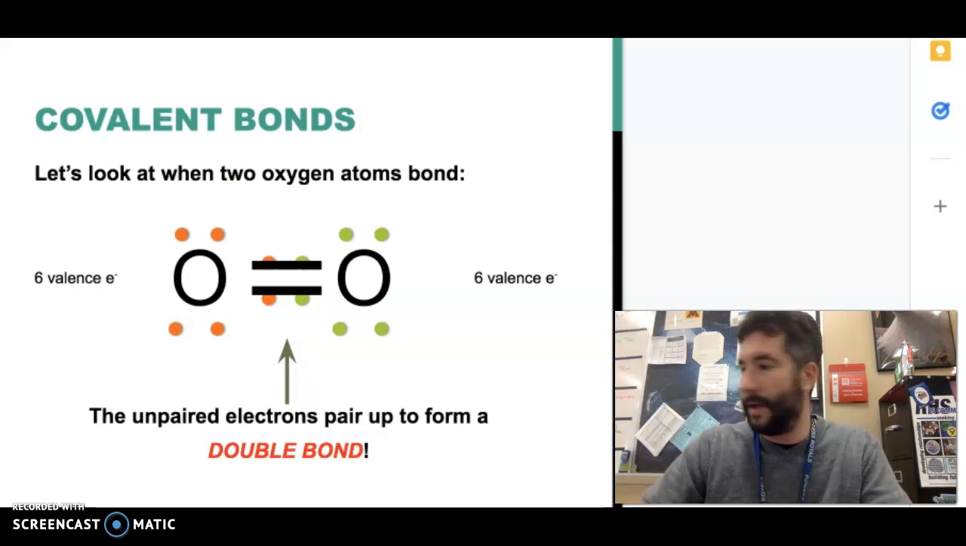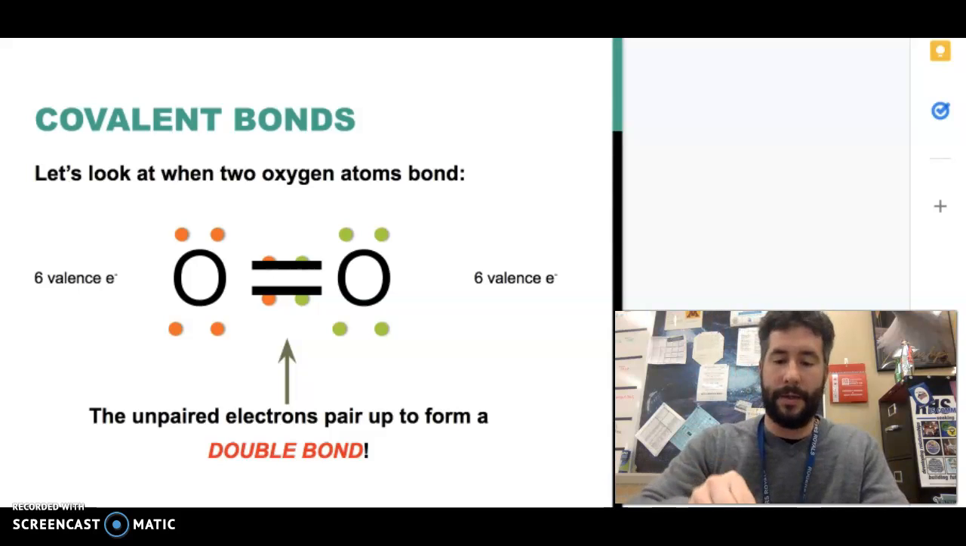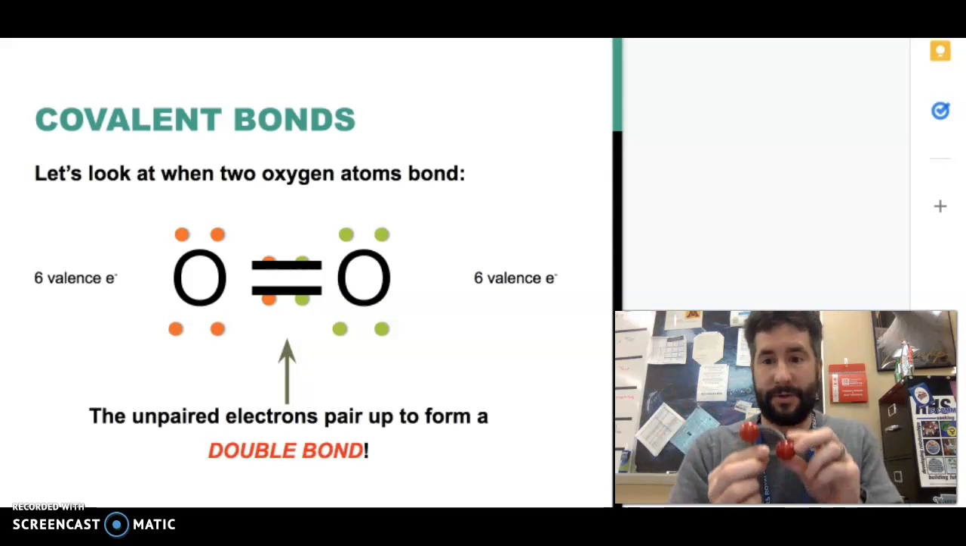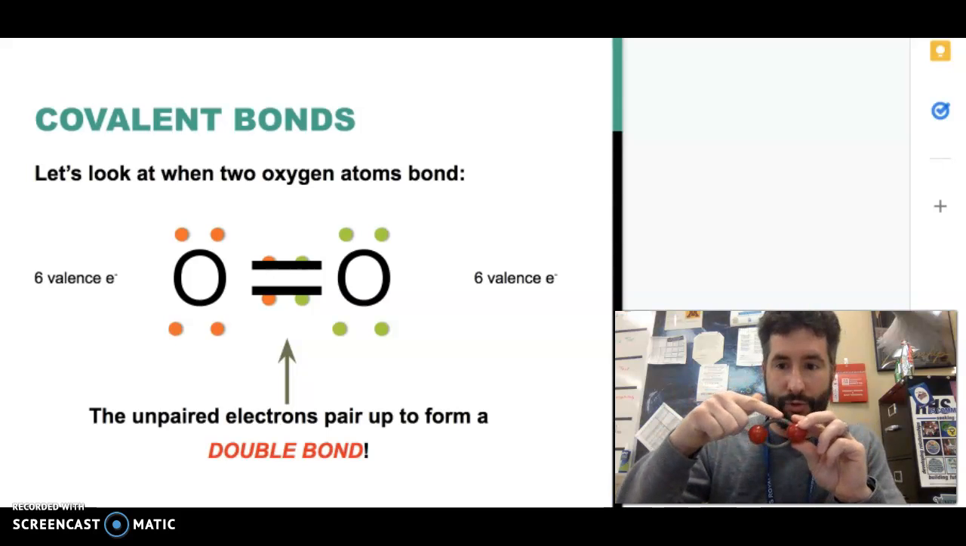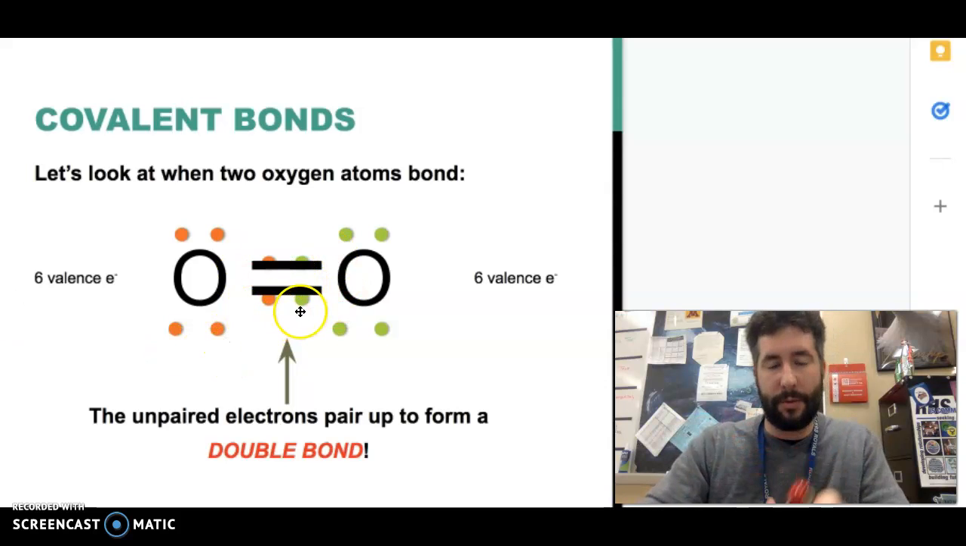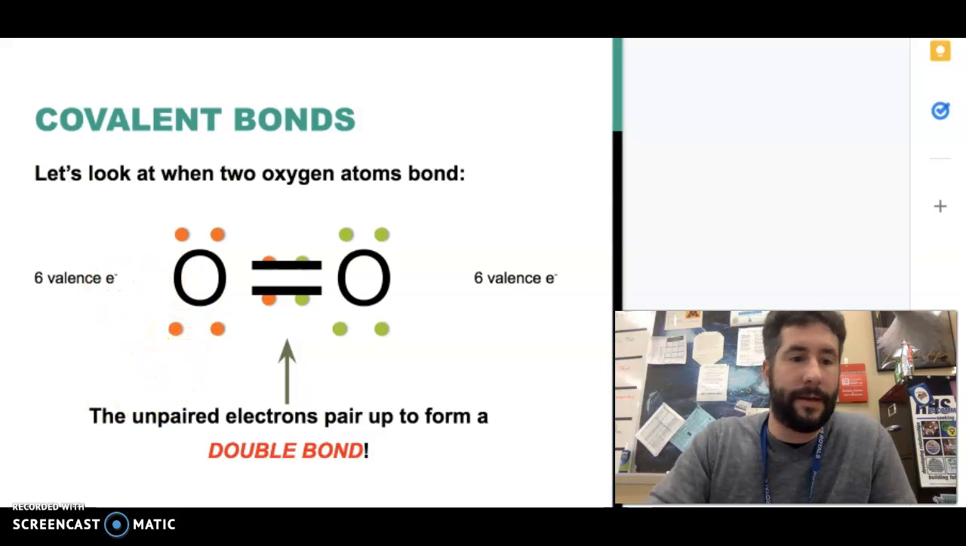And so what's going to end up happening is we make this double bond, where oxygens are actually going to end up sharing 4 valence electrons. Each bond, remember, is 2 shared electrons. So here's 2, and here's another 2 for 4. So 4 shared electrons is a double bond. You can think about how oxygen has 6 valence, so it's going to want to make 2 bonds in order to get to 8.